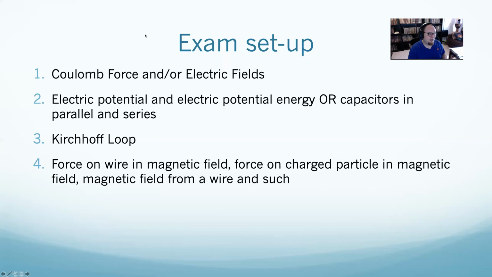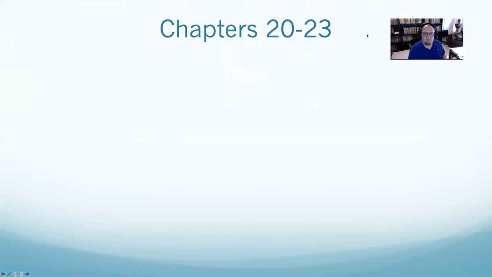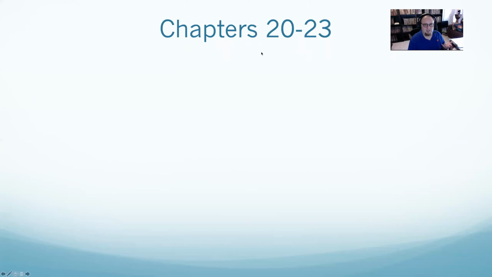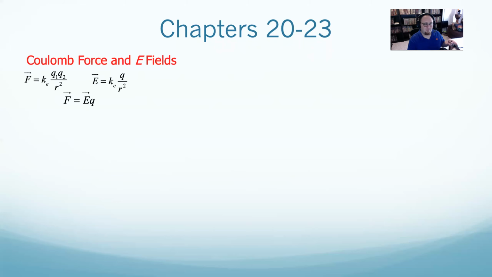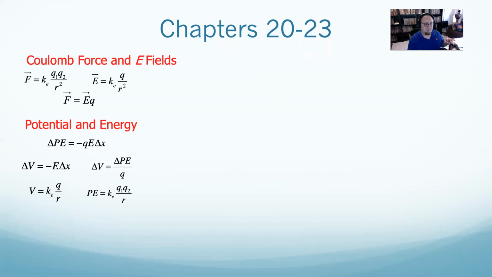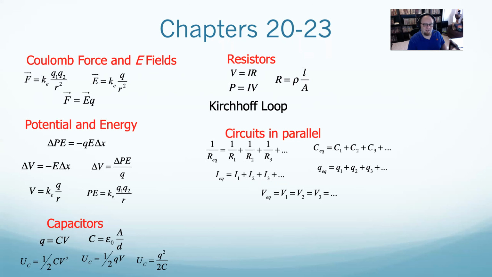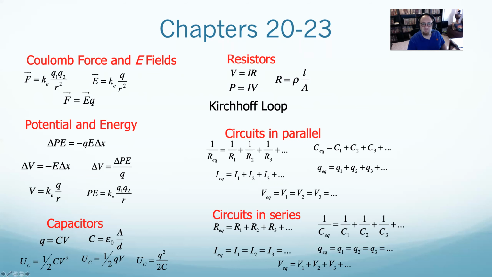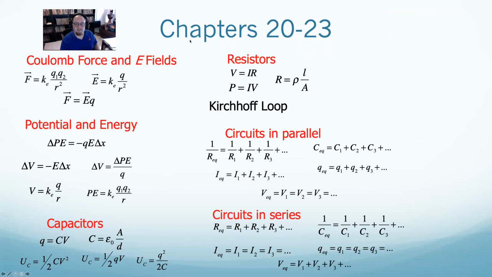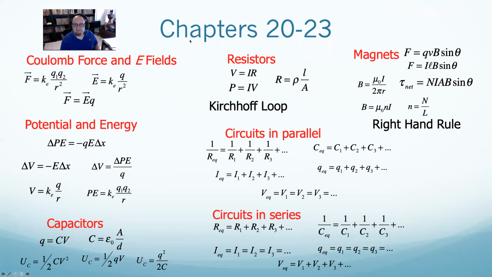To give you a rundown, those of you who've had me before are used to me doing this. Those of you who haven't, this is what I do before exams. Here's the equation rundown. So the first chapter, the second chapter, which also had capacitors. The fourth chapter, don't forget, in case I do the capacitors, you might need circuits in parallel or circuits in series. And for magnets, that's the stuff.